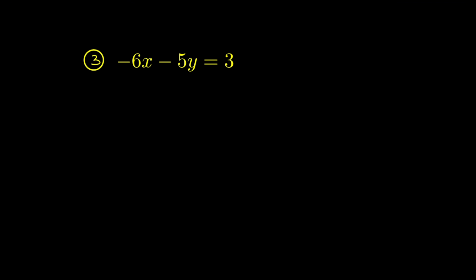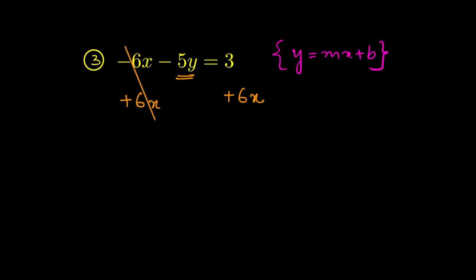Now example 3. In this we have minus 6x minus 5y equals 3. Again, to isolate y, we write it in the y equals mx plus b form, which is the required one. To isolate the y term, this is minus 6x, so the opposite operation of minus 6x will be plus 6x. So we add 6x on both sides. This minus and plus 6x cancel out. Then we are left with minus 5y equals, and as we were writing earlier, the x term is written first and then we write 3.